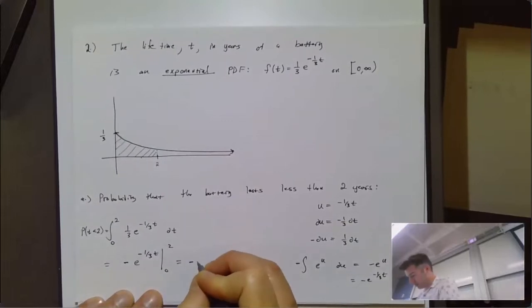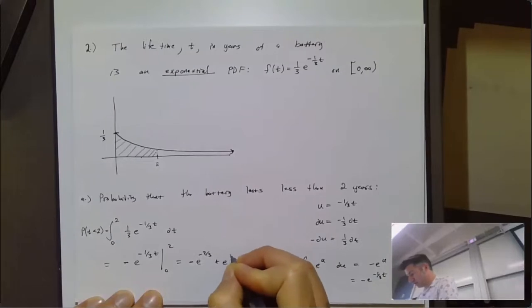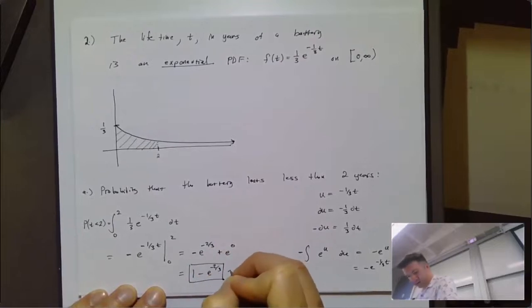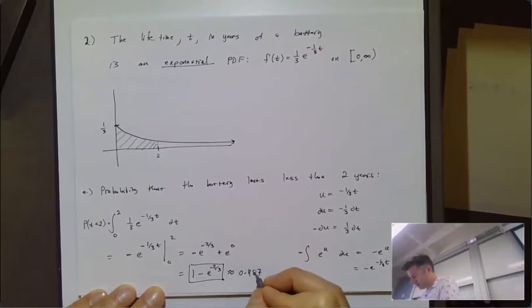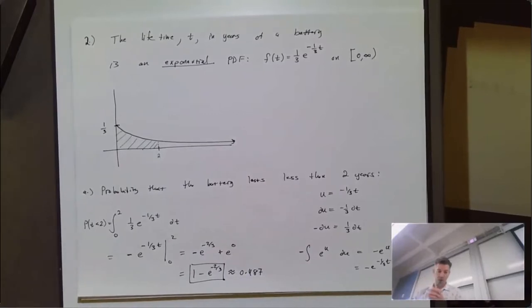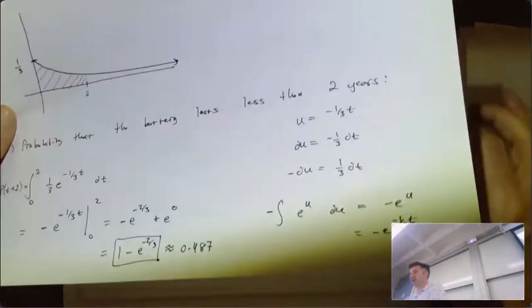negative e to the negative 2/3 minus negative, so plus e to the 0, or if you prefer, 1 minus e to the negative 2/3, which is approximately 0.487. So there's a 48.7% chance that this battery will die before 2 years has gone by.